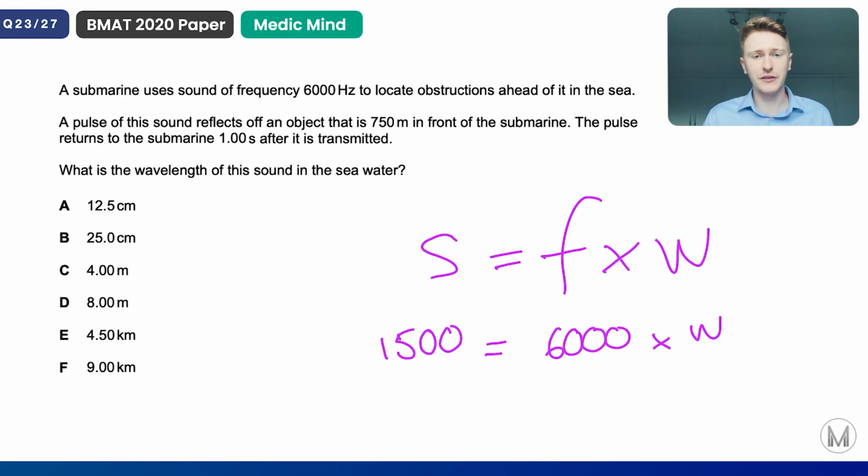Now, simply rearranging this equation, we can take the 6,000 onto the other side, and we get an equation that says W is equal to 0.25. The units are whatever units we calculated the speed in. In this case, we use the 750 multiplied by 2 to get the 1,500 meters per second. So this wavelength is in meters. Looking then at the answer options, clearly the wavelength of the sound in seawater is 0.25 meters, in other words, 25 centimeters.